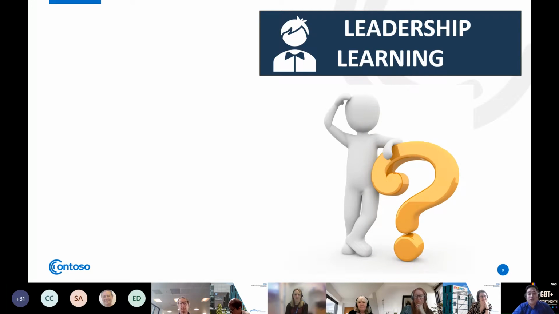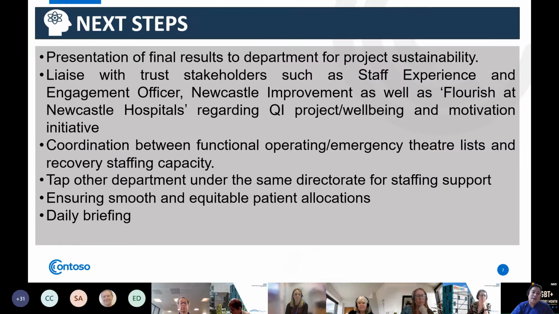So what I did to move forward was next steps. I went back to the department and did a presentation of the final results to the line managers, to the in charge, to the band sixes, as well as to the staff, to the department in general, for project sustainability. It made a lot of difference because from this project they came up with realistic, pragmatic, and sustainable action plans.